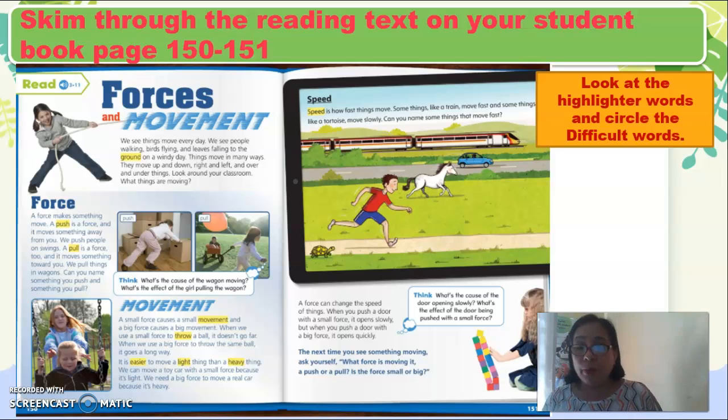It's movement, push, pull, throw, easier, light, heavy, speed. Okay, these are the key words, the vocabulary words from the unit. Please check them out. Also, if you have any difficult words that you don't understand, you can circle them and look for them in the dictionary, in Google Translate, or in Google for meanings or definitions. Okay, so let's continue.